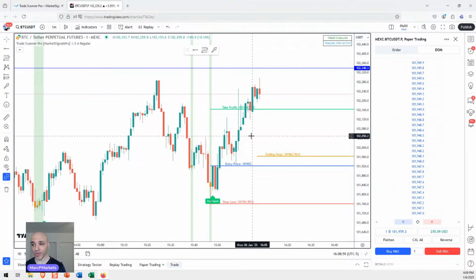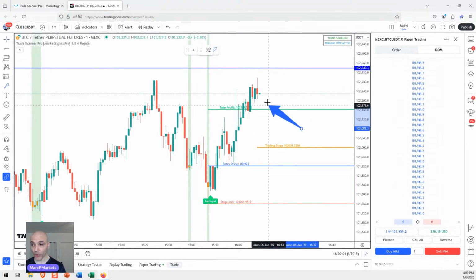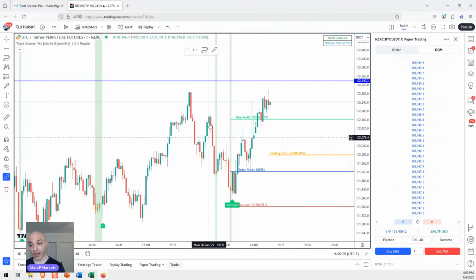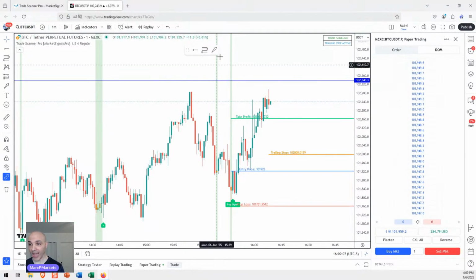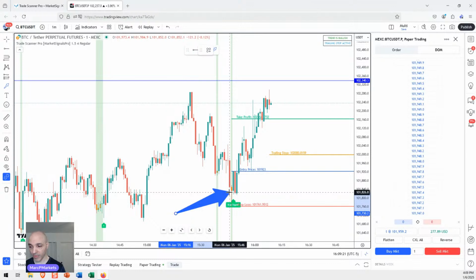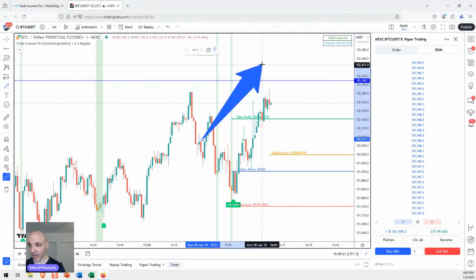Some people are going to get short here. And while that may work because we're at a resistance, and we have sold off here just before, there was a little bit of a sell-off here, you could see. While that might work, probability does not favor that. Probability favors the break of resistance. Why? Because we have a higher low. Higher lows typically lead to higher highs.